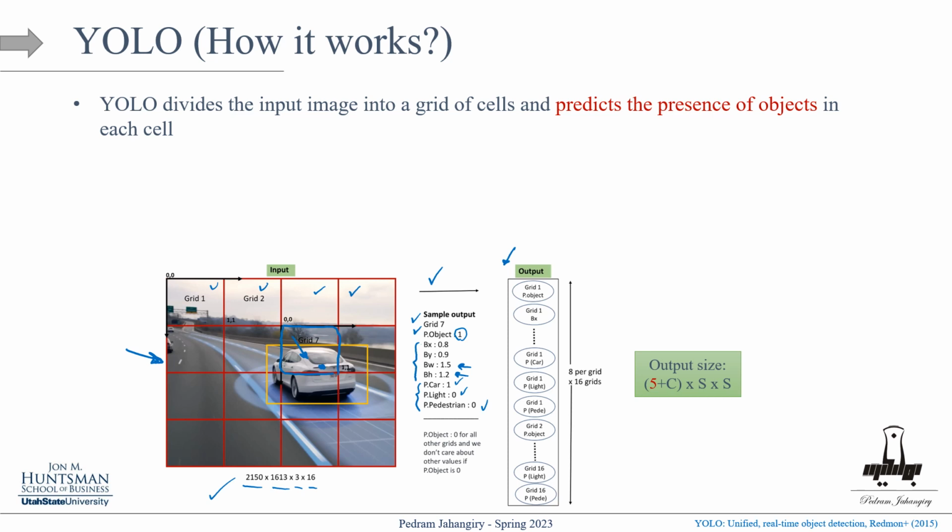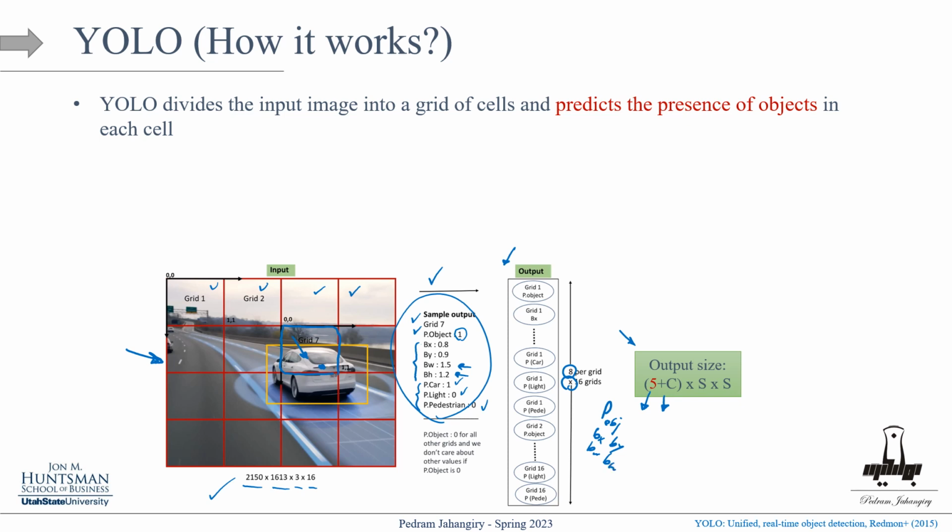So remember, this is where the total size is coming from. I'm gonna break it down to you. But at the end of the day, for this example, we're going to have 8 of these numbers for 16 grids. So 8 by 16. So if I want to break down that 8, where is that 8 coming from? It's coming from 5 plus C. So 5 is simply the probability of object, if there's an object there or not, and then plus those 4 numbers, Bx, By, Bw, Bh.